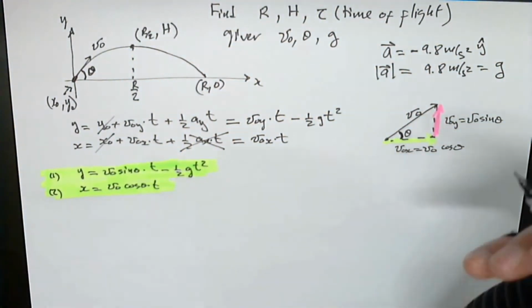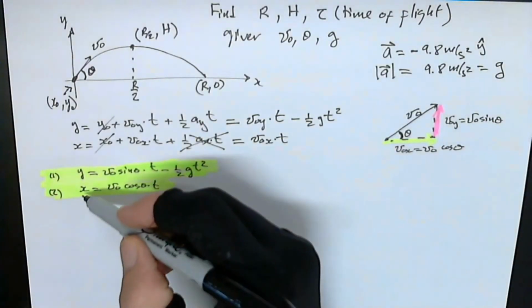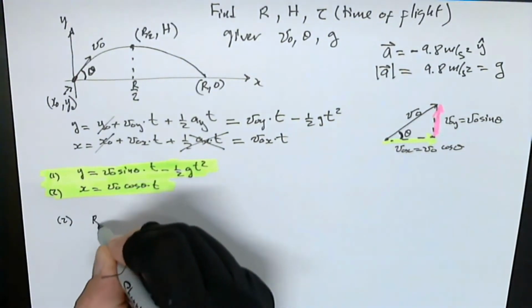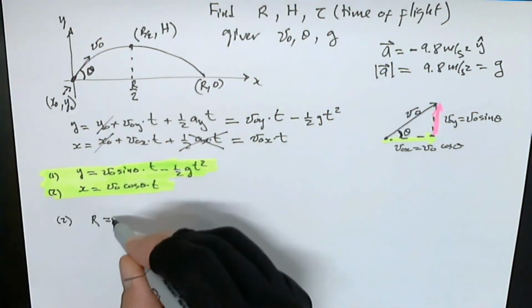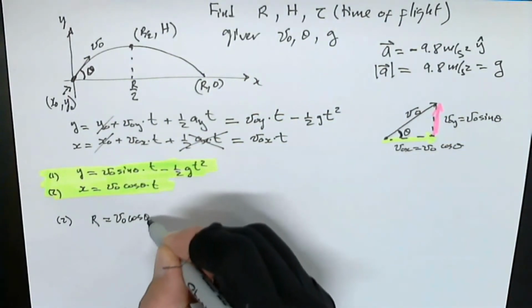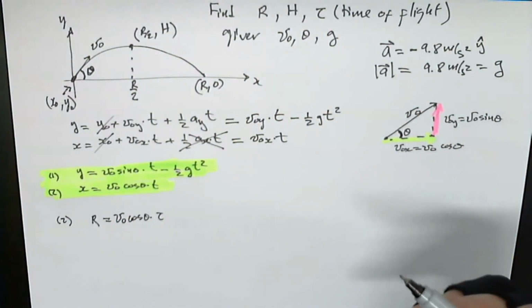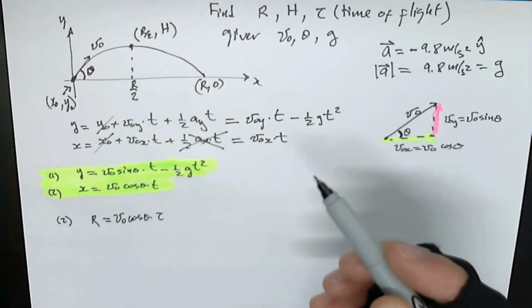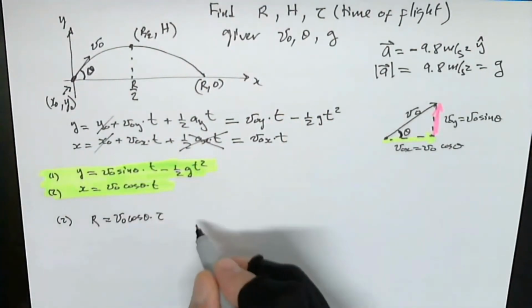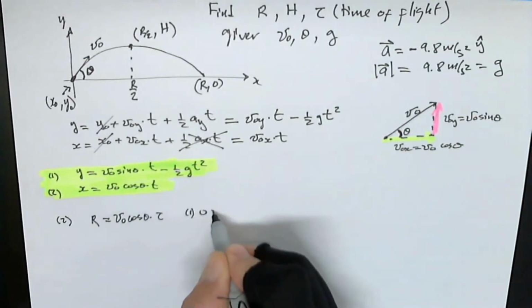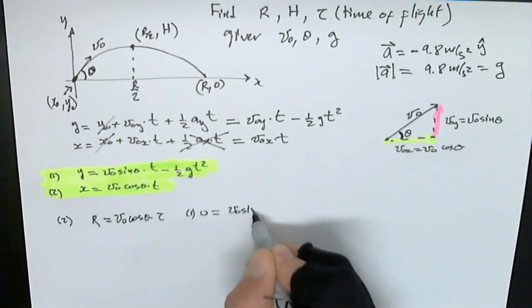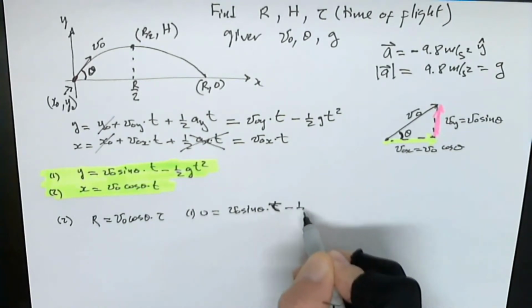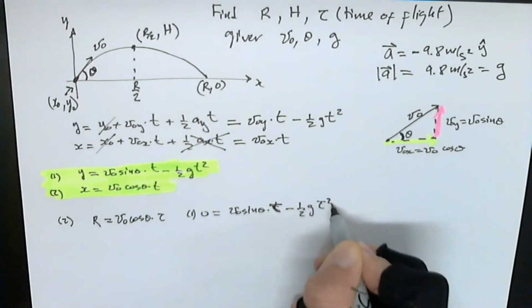All right, for example, the range is what x is at tau. So equation 2 becomes r, because I call it r, equals v0 cosine of the angle times tau. And now how to find tau? Tau is when y is 0. So equation 1 gives v0 sine of the angle times tau minus 1/2 g tau squared equals 0. The time of flight I just call tau.